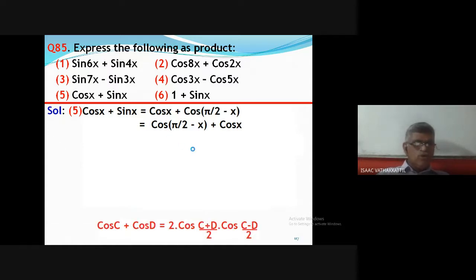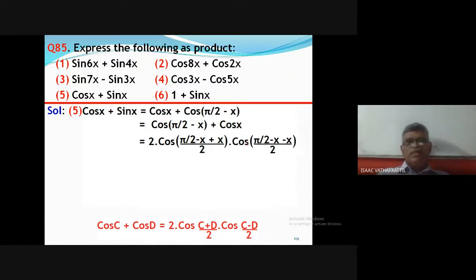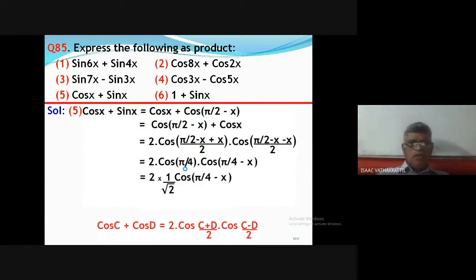Now apply formula for cos C plus cos D: 2 cos (C+D)/2 into cos (C-D)/2. Simplifying, it is 2 cos pi by 4 into cos (pi/2 - 2x)/2, that is pi by 4 minus x. But cos pi by 4, we know the value, 1 by root 2. So 2 into 1 by root 2 into cos(pi/4 - x), or simply root 2 cos(pi/4 - x).